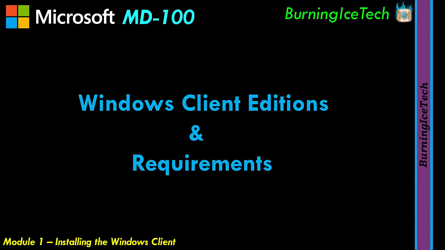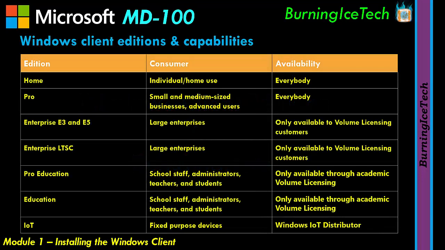Okay, folks, let's move on over to that second section we had on that agenda list earlier, which is Windows Client Editions and Requirements. Now, within this section, I'm going to start you folks off with a general list of the various types of operating system editions you get, and of course, their purposes, well, more or less at least anyway.